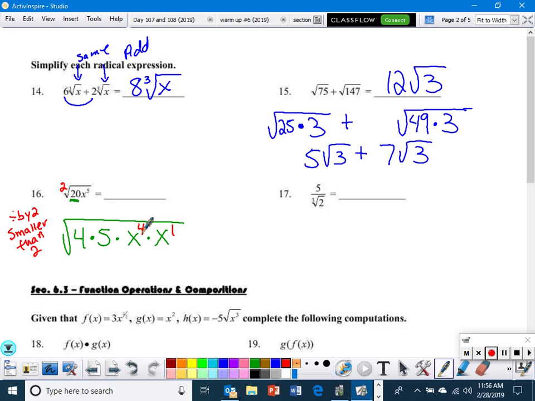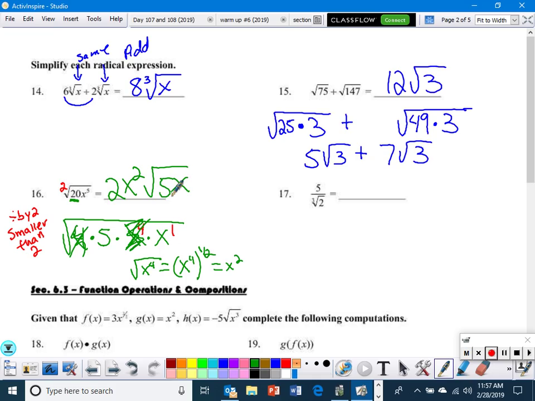All right, so let's see. Now, the square root of 4 is 2. Okay, that takes care of the 4. Now, the square root of x to the 4th, remember that's the same as x to the 4th to the half. 4 times a half is 2. So that's x squared. Okay, so that takes care of that. And what's left? The square root of 5x. There's our answer. 2x squared times the square root of 5x. All right, number 17.